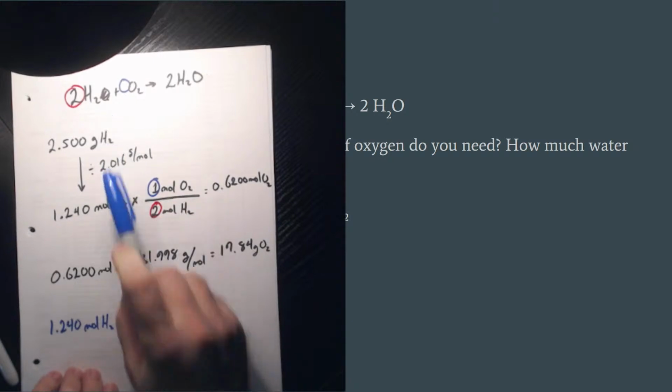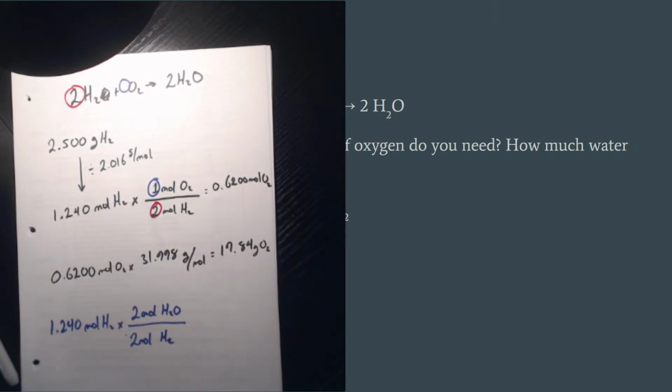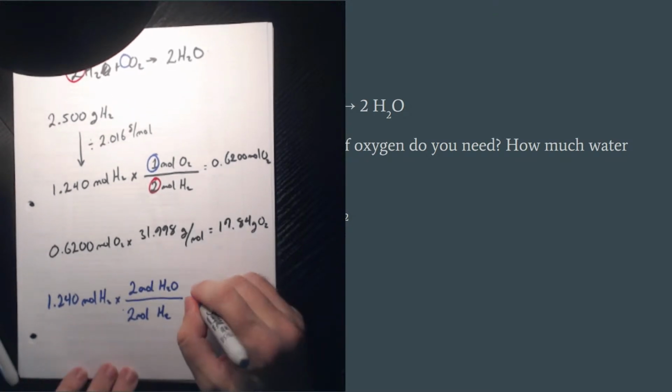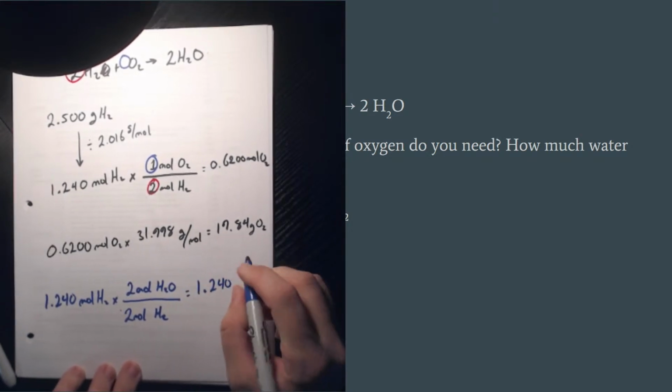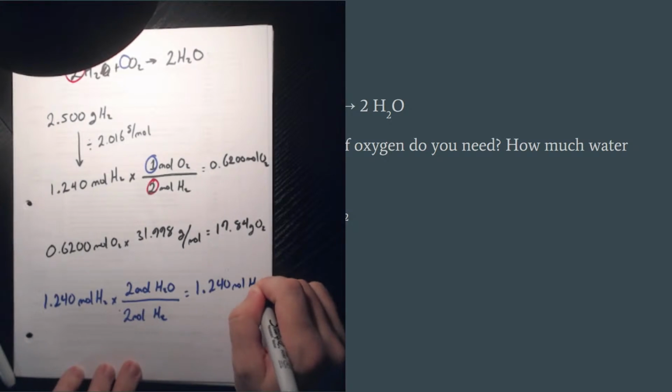It's 2 and 2. It doesn't matter what side of the equation it's on. Okay, it's not going to really change how we do this sort of math. Just wherever you're going to is going on top. Where you're coming from is going on the bottom. So for every 1.240 moles of hydrogen we consume, we will produce 1.240 moles of water.